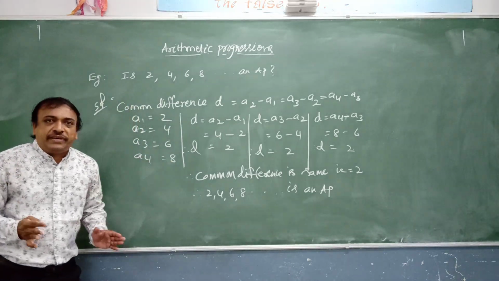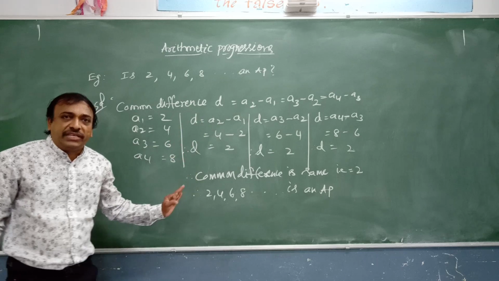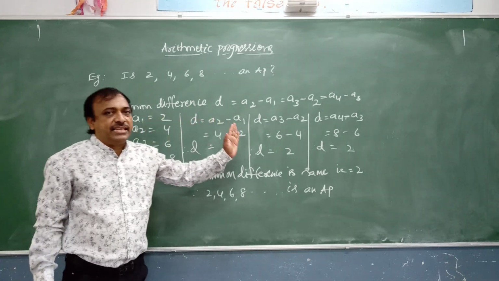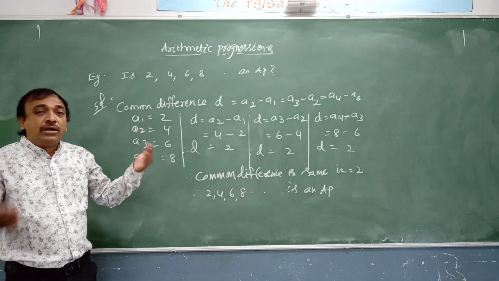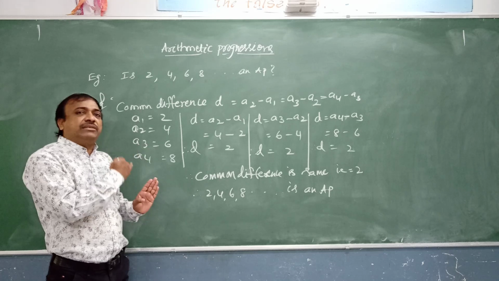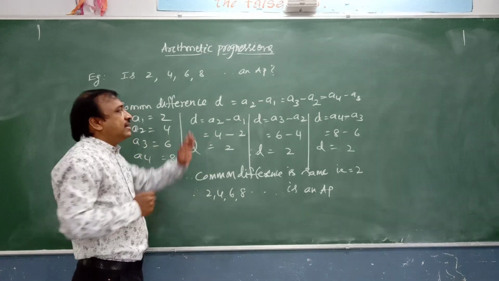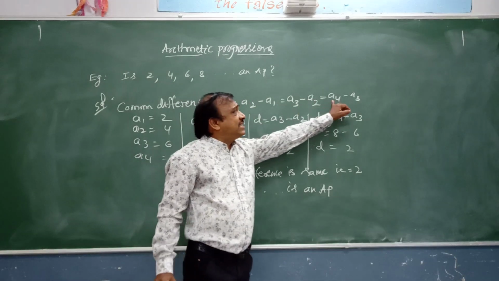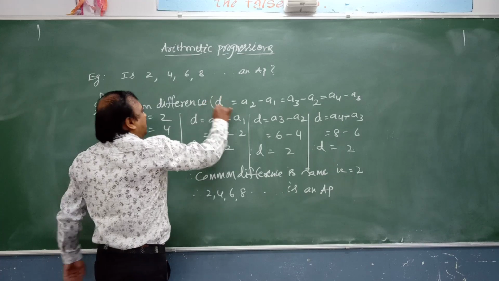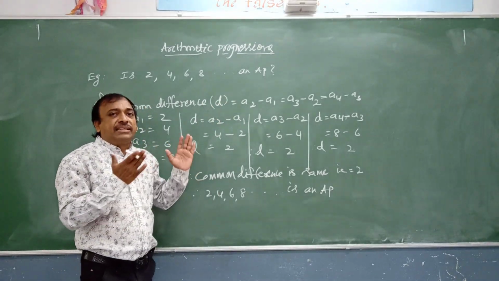So how do we identify whether the terms are in an AP or not? We have to find the common difference in the given series. How to find the common difference? A2 minus A1, second term minus first one. A3 minus A2, third term minus second term. A4 minus A3. The common difference is denoted by D. It should be the same in all the cases.